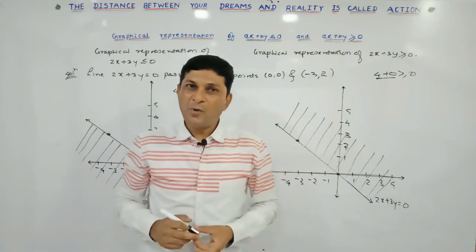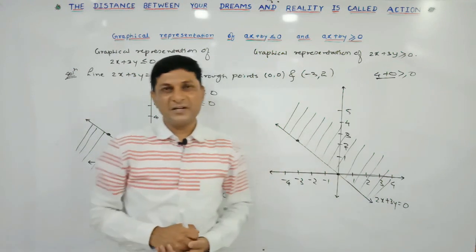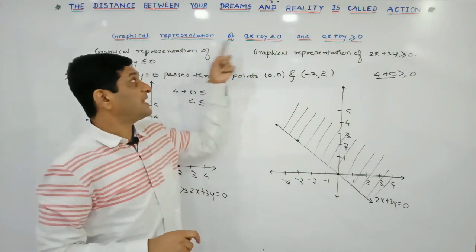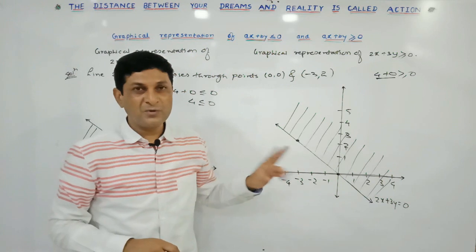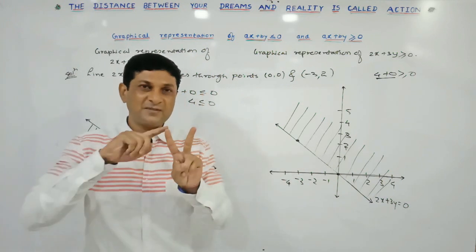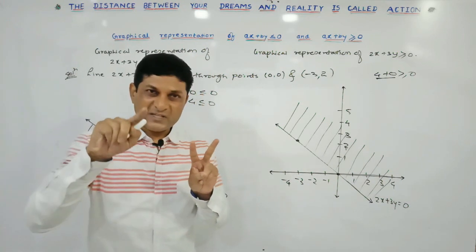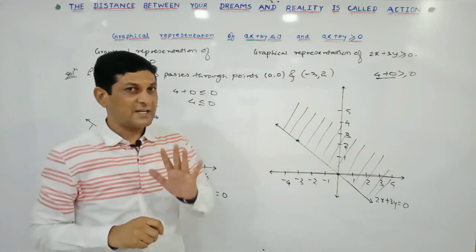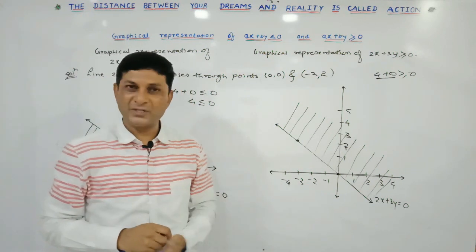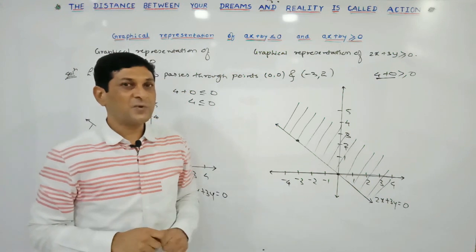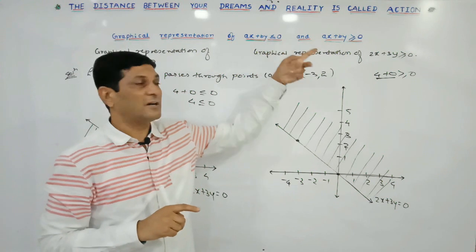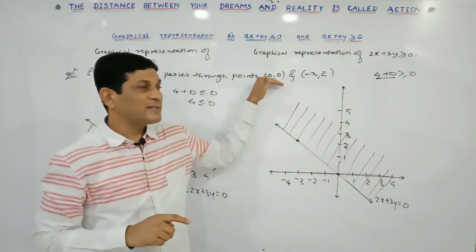So I hope the idea about how to find the graphical representation, that is, how to find the solution set of this expression, is very clear to you. We have considered 2 cases. In the first case, the term of x is present, y is present, and the constant term is also present. At that time, how to draw the line and how to find the solution set. In the second case, the term of x is present, y is present, but the constant term is 0. At that time the line passes through the origin.